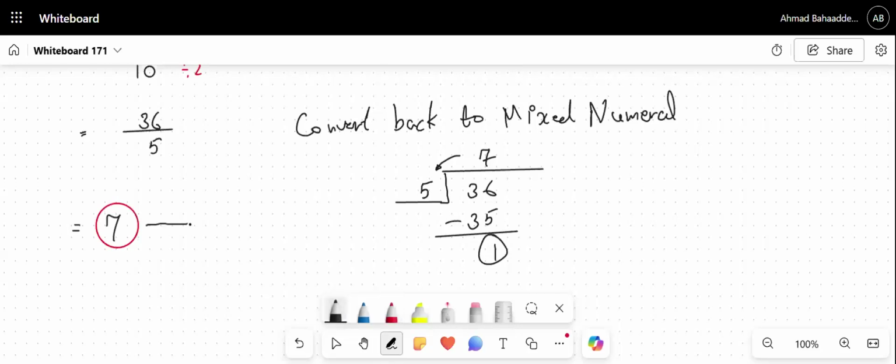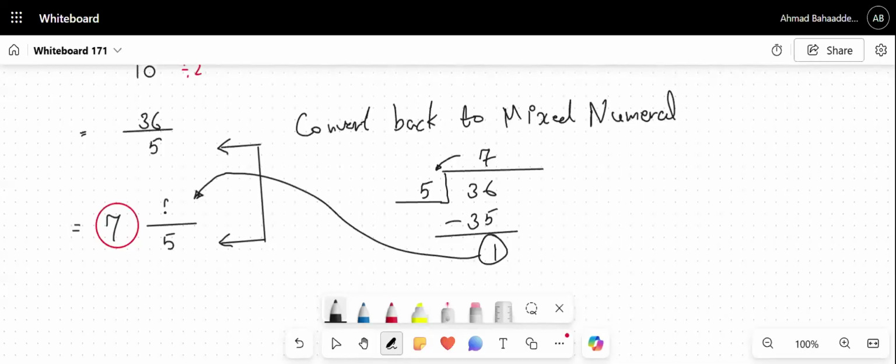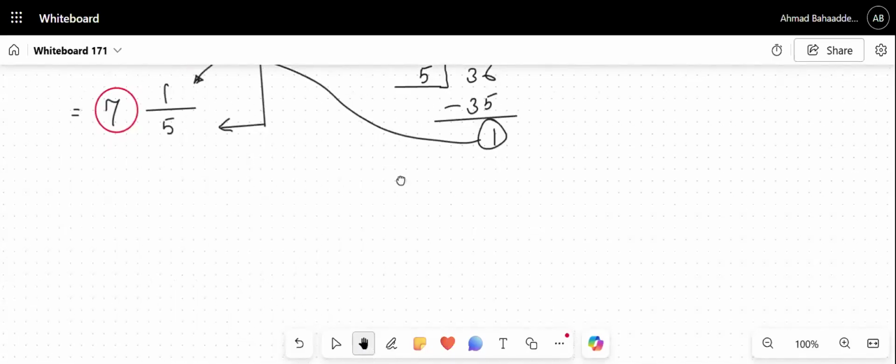Then I have a fraction, and I said that the denominator can never be changed. So this is the same denominator we have, and the remainder is going to the top. So the remainder is going to be here. So it is 7 and 1/5. That's the answer.